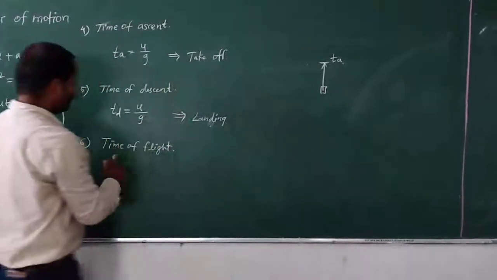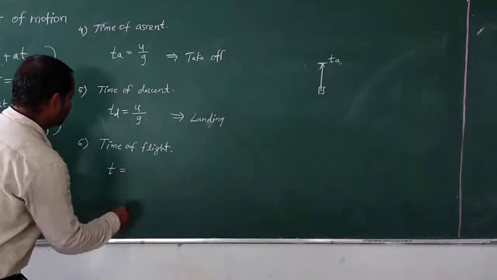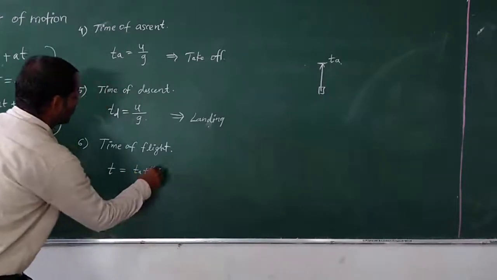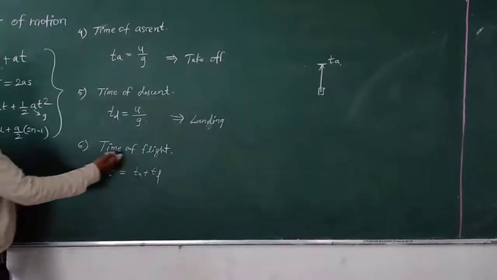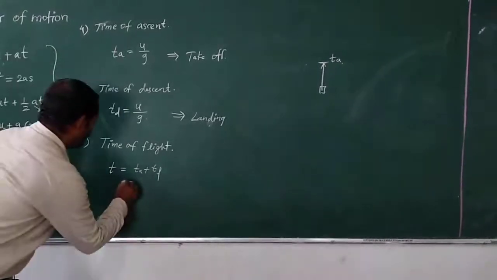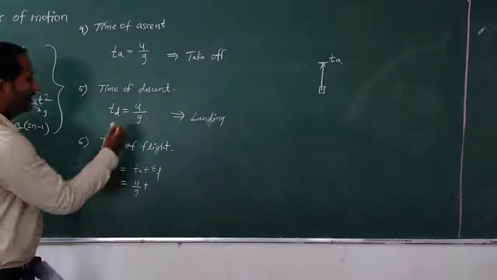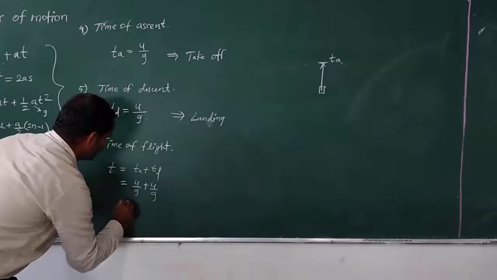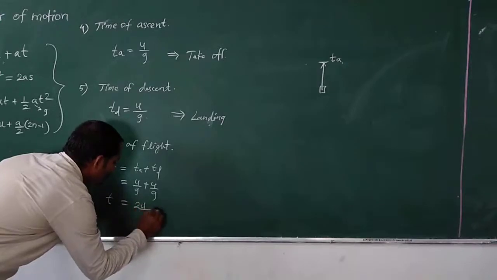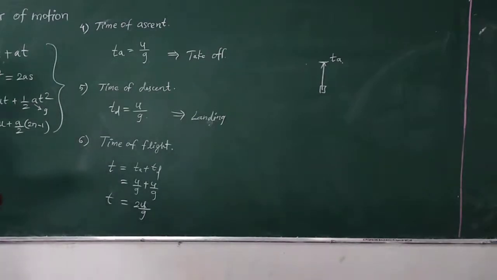So what is the time of flight now? Time of flight is given by T is equal to TA plus TD. Time of flight is nothing but time of ascent and time of descent. So I will write here: time of ascent U by G, plus time of descent U by G. Then time of flight is 2U by G. So this is time of flight.